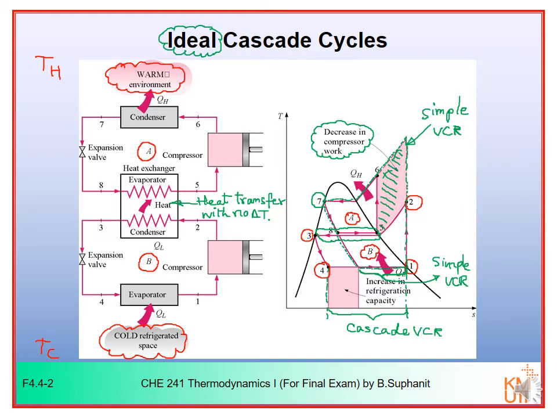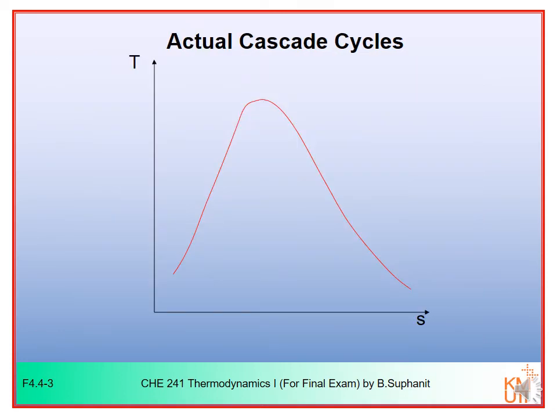But in the actual cycle, you might see that you have a cycle which may contain some irreversibility. For example, number 1 may not be the saturated vapor, it may be superheated vapor.